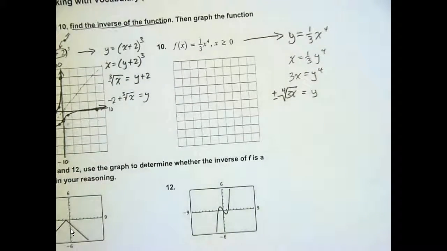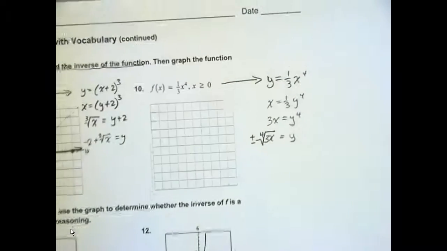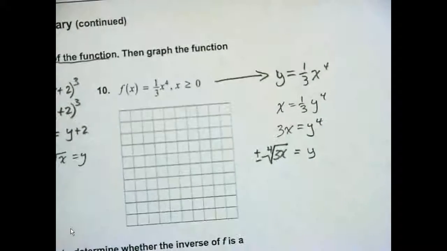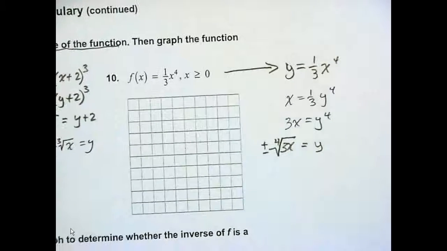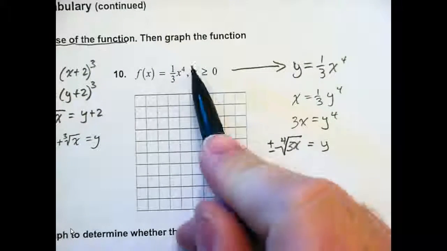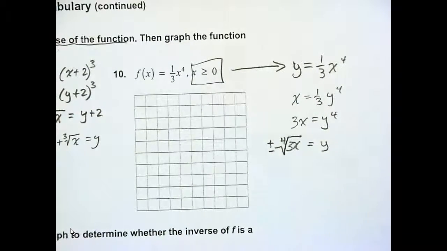Okay. Here is the inverse I have: the fourth root of 3x, plus or minus the fourth root of 3x. Don't forget the plus minus. Please note that they give you a restriction here: x has to be greater than or equal to 0. Tell your neighbor why that is the case.